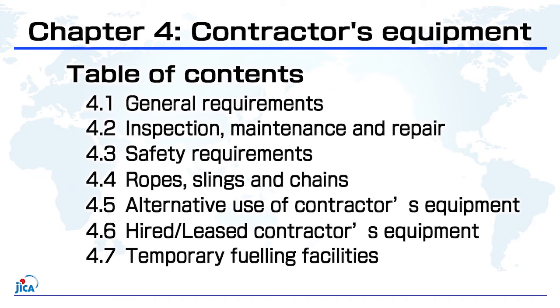Chapter 4 contains the safety requirements for the contractor's equipment, including mobile, static, and small equipment, as well as tools and electric power equipment used in construction. We would now like to review the contents of Chapter 4.